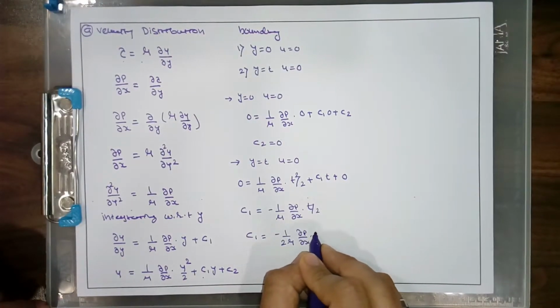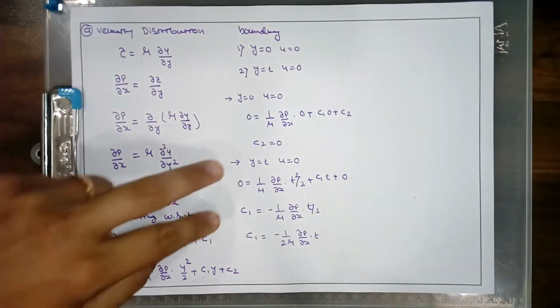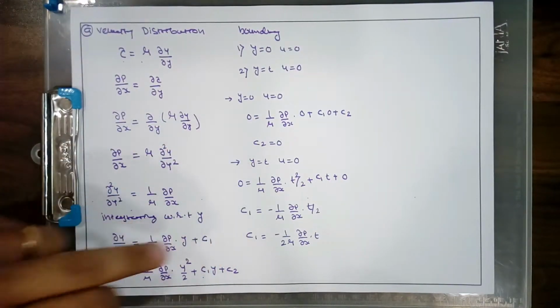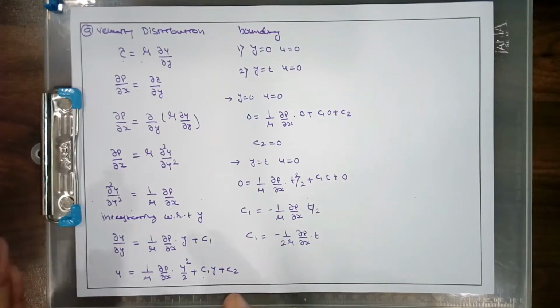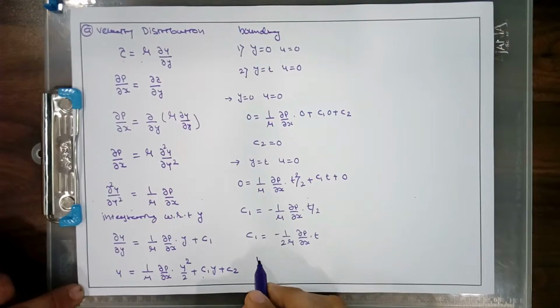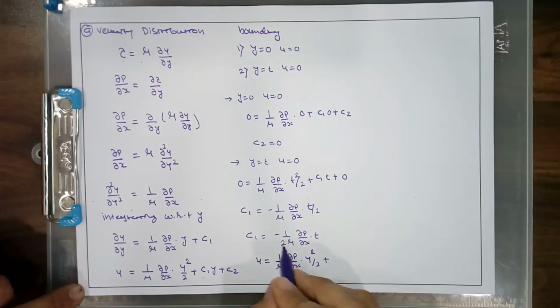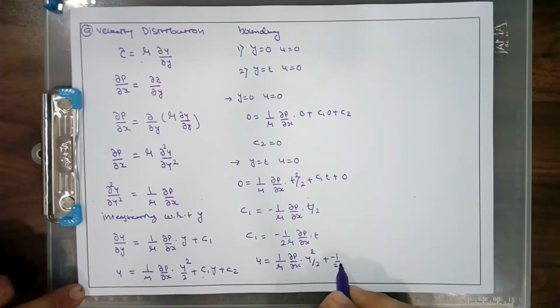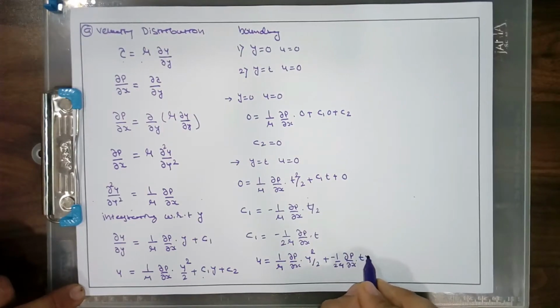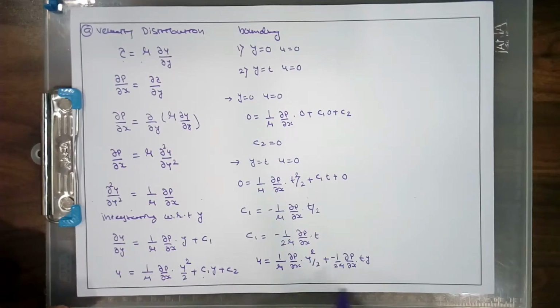Now students, we put the values of c2 and c1 in this expression, so we get the exact equation for the velocity. So our final expression for the velocity is 1 upon mu into del p by del x into y square by 2, plus c1 which is minus 1 by 2 mu del p by del x into t into y, plus c2 which is 0, so no need to write.